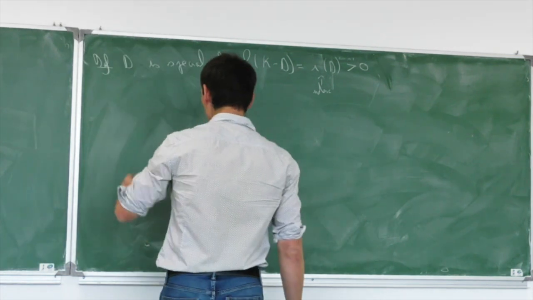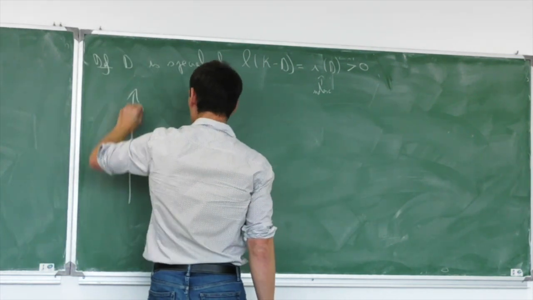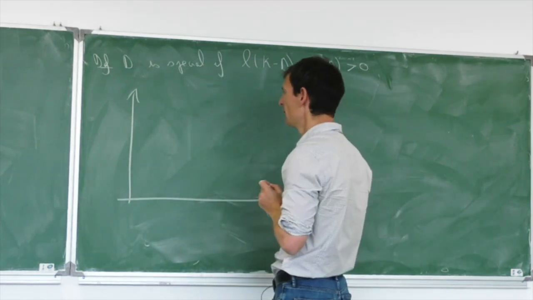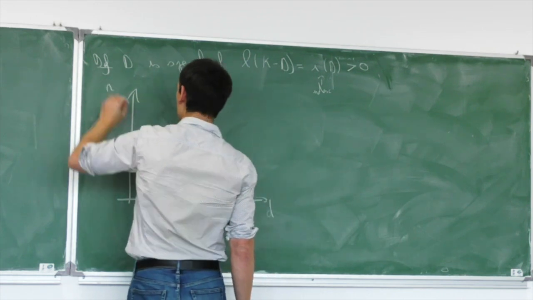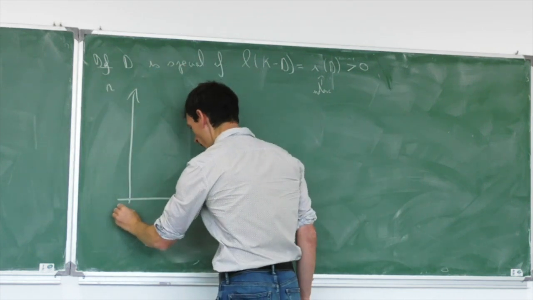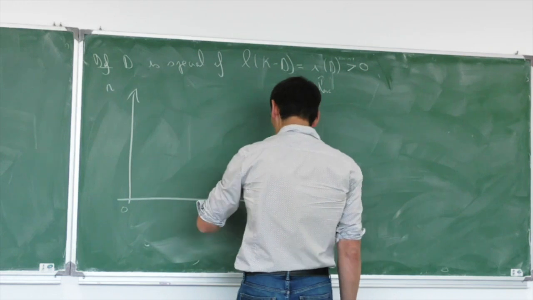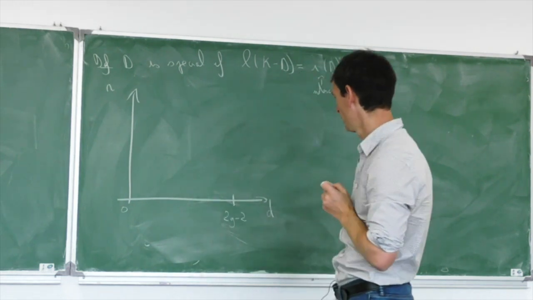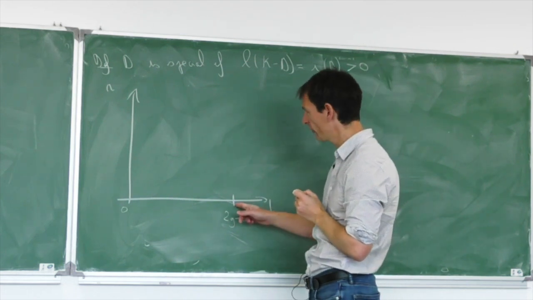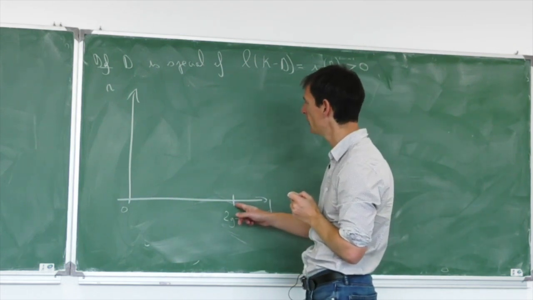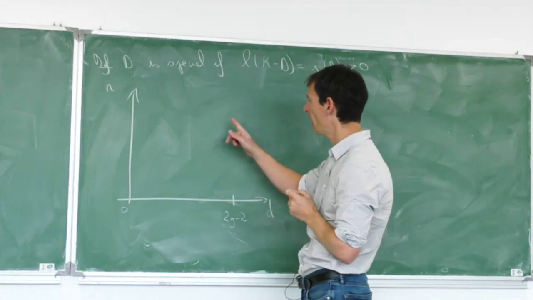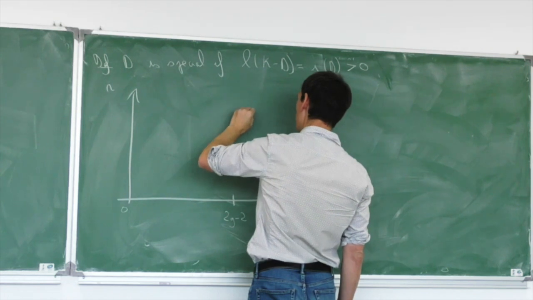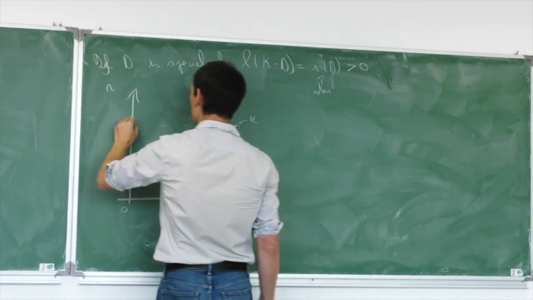So let's put a diagram to try to explain the relation between D here and R here. It starts at 0. There is a special value which is 2g minus 2, so the degree of the canonical divisor. And for the degree of the canonical divisor, we have L of D equals G, so R is going to be G minus 1. So that's kappa, and that's G minus 1.